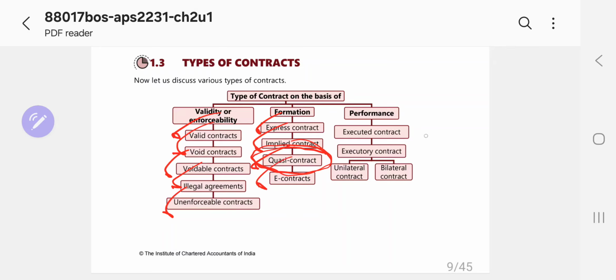Now on the basis of performance, executed contract and executory contract. Under executory contract you have unilateral contract and bilateral contract. We will see one by one the types of contracts.